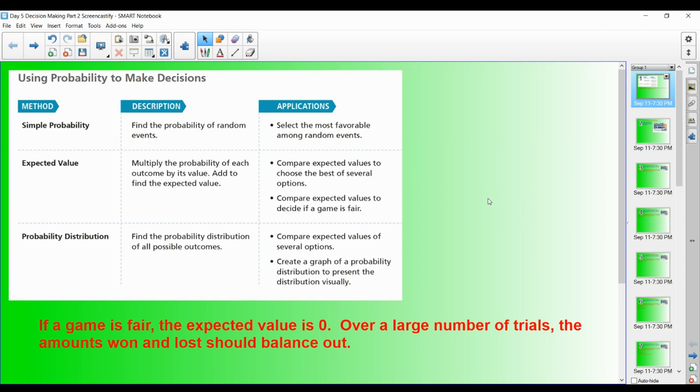Hi everyone. Today we're going to finish up decision making. We're going to see an example of how to use a probability distribution, so how to use the binomial probability to make the decision, and then also how to use expected value to make the decision. So sometimes we can use simple probability, sometimes expected value, sometimes probability distribution, depending on what we're looking for.